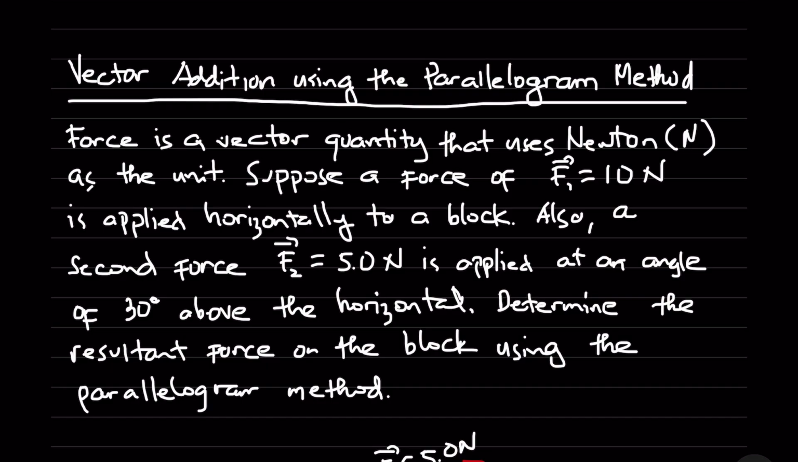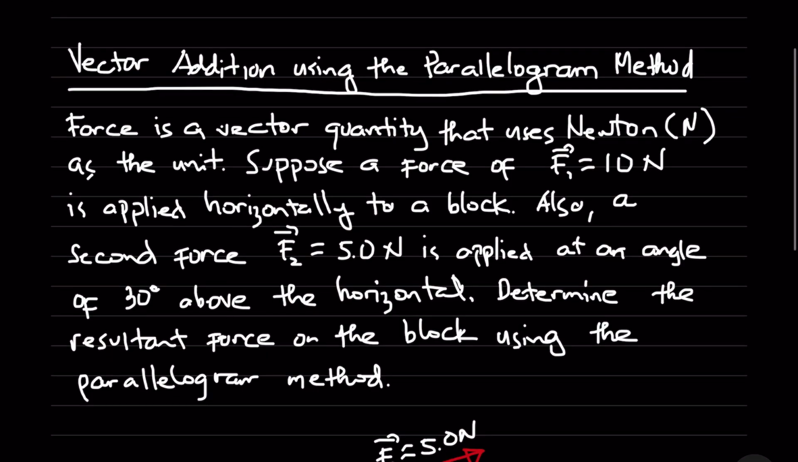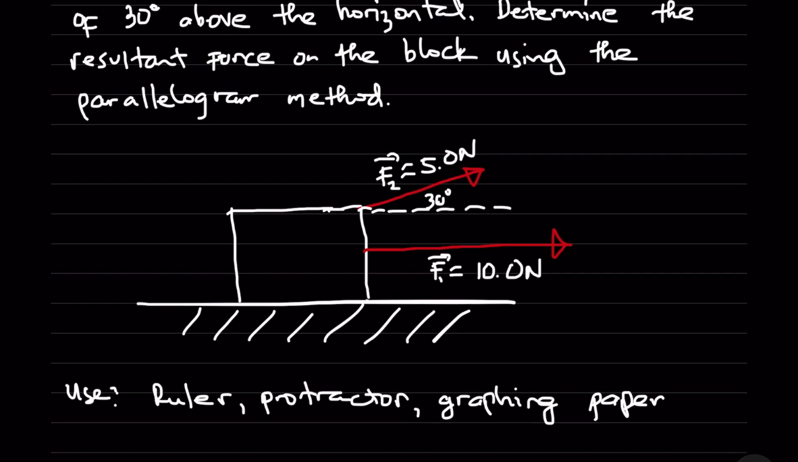Let us have an example. Force is a vector quantity that uses Newton, denoted by symbol capital N, as the unit. Suppose a force of 10 newtons is applied horizontally to a block. Also, another force is exerted on it with a direction of 30 degrees above the horizontal. Determine the resultant force on the block using the parallelogram method. To visualize the situation, I have drawn a figure as shown on the screen.